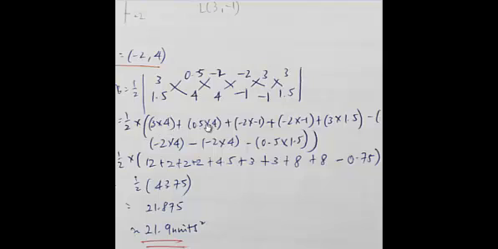So now we just evaluate all these brackets. We get half times 12 plus 2 plus 2 plus 2 plus 4.5 plus 3 plus 3 plus 8 minus 0.75 equals half times 43.75 equals 21.875 units squared. So in 3 significant figures it will be 21.9 units squared.